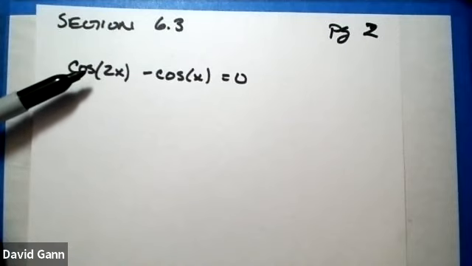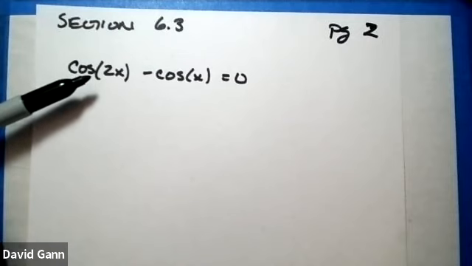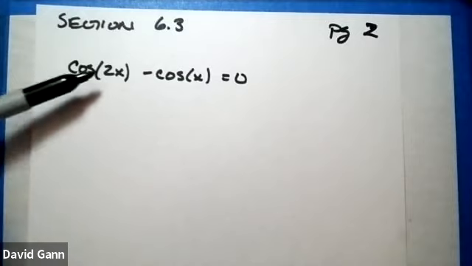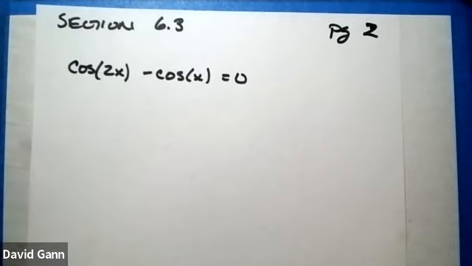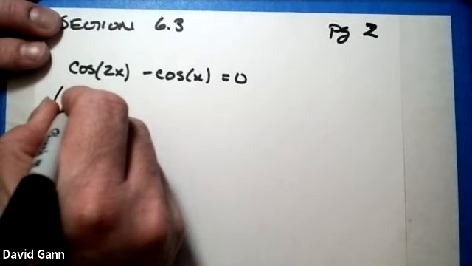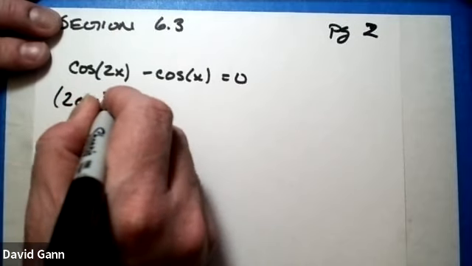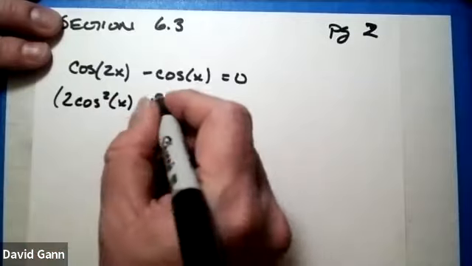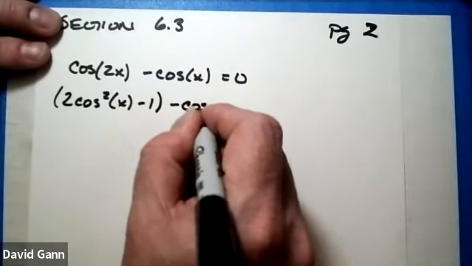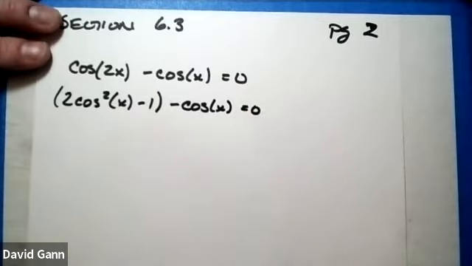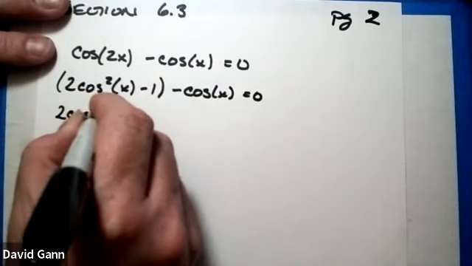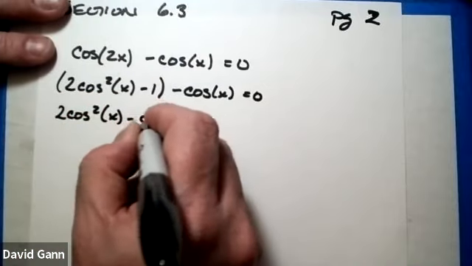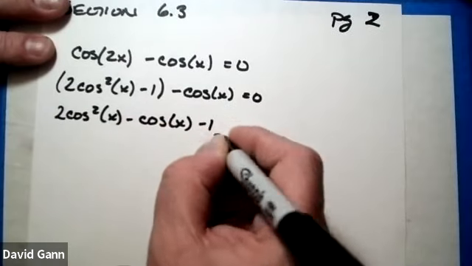And of course, that would be, I think we called it the second or third identity for cosine of 2x. So we can get this into a polynomial, a simple transformation of this into a power series of that. So let's make the substitution. 2 cosine squared of x minus 1 minus cosine of x equal to 0. And then when I simplify, when I get everything in descending order, I have 2 cosine squared of x minus cosine of x minus 1 equal to 0.